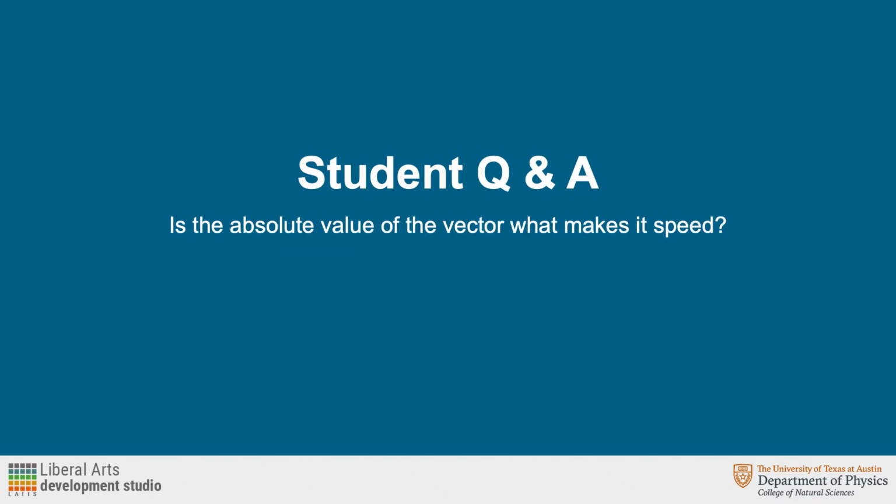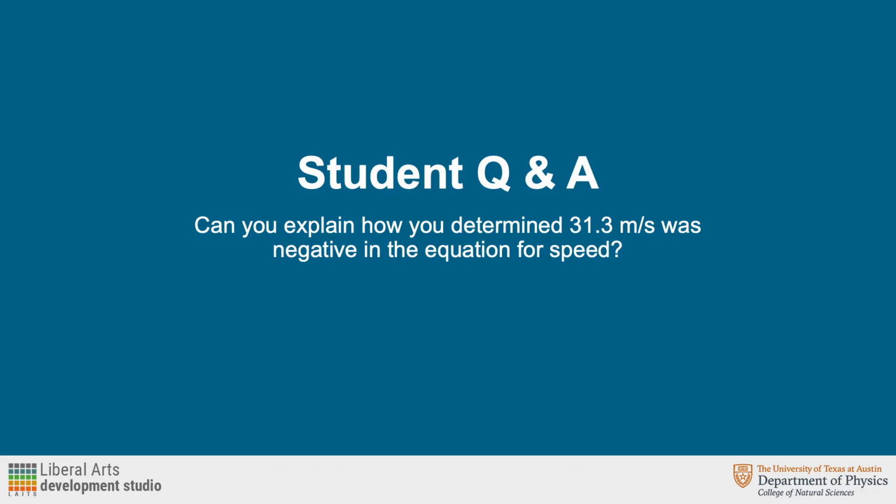Does the absolute value of the vector make it the speed? Yeah, so the absolute value of the vector velocity is speed, yes. Last equation. Oh yeah, how do you determine this as negative? Yeah, that's a good question.